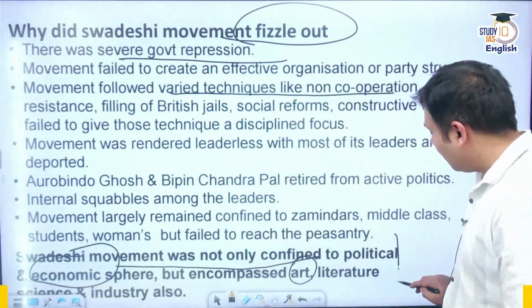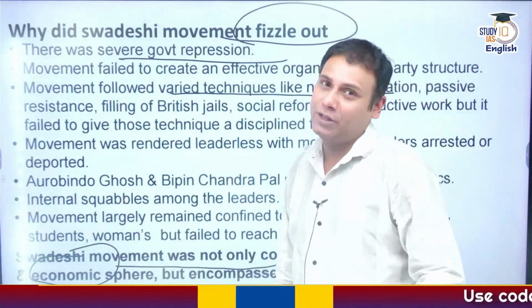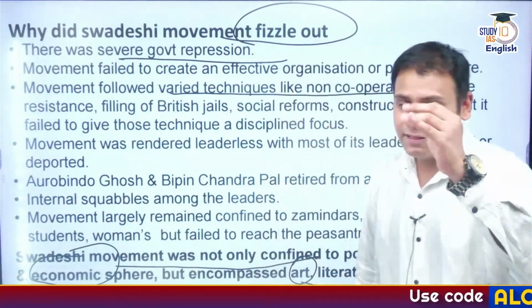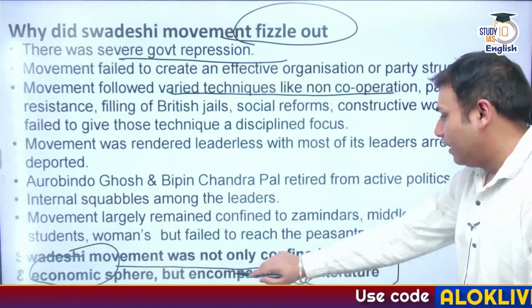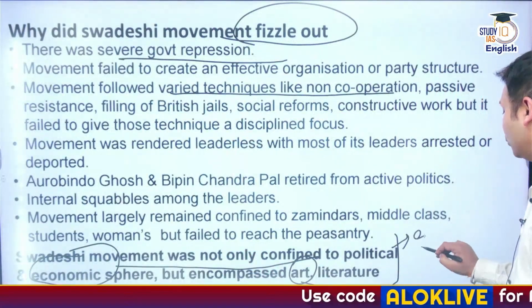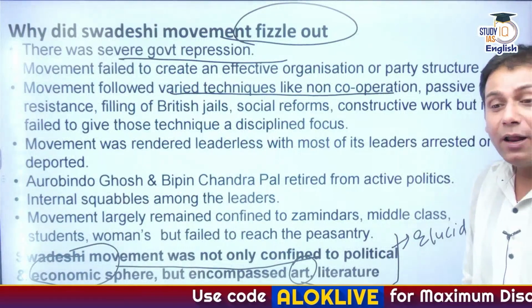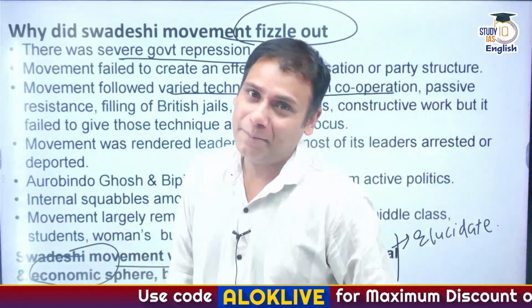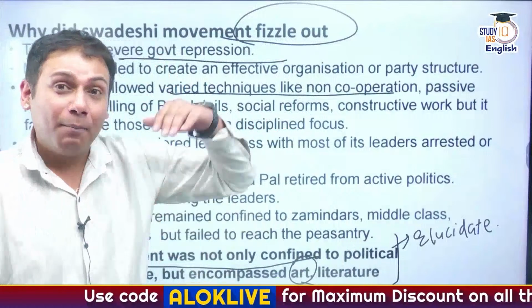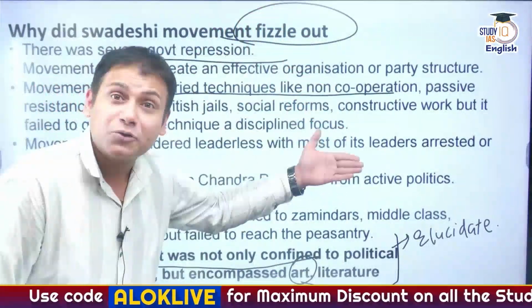So this statement could become a probable question about the Swadeshi movement. Correct? In the end, they will write one thing. They'll give the statement and they'll write "elucidate." So what is the meaning of the word elucidate? Elucidate basically means clarify the statement. So how will you clarify the statement? By explaining the entire process of the Swadeshi movement.